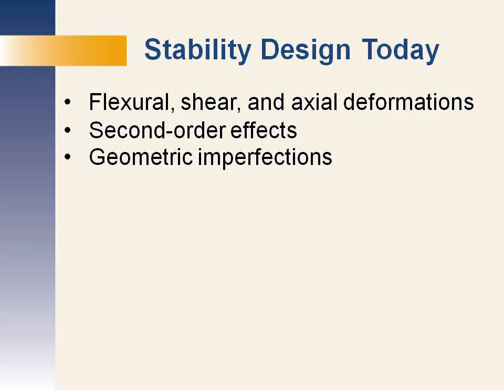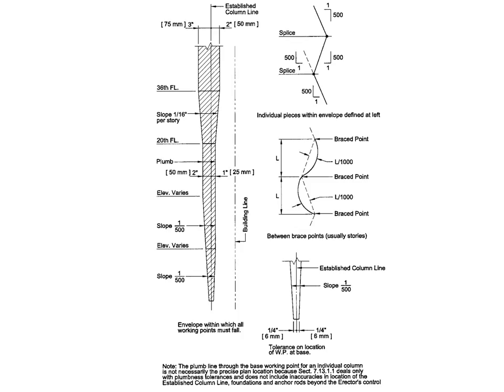The third thing that's required to be considered for stability is geometric imperfections. These come from the tolerances for initial lean and initial curvature in the AISC Code of Standard Practice. A summary illustration of those is shown here. This is figure C 7.5 from the AISC Code of Standard Practice. The envelope of tolerances for a typical column is shown at the left.